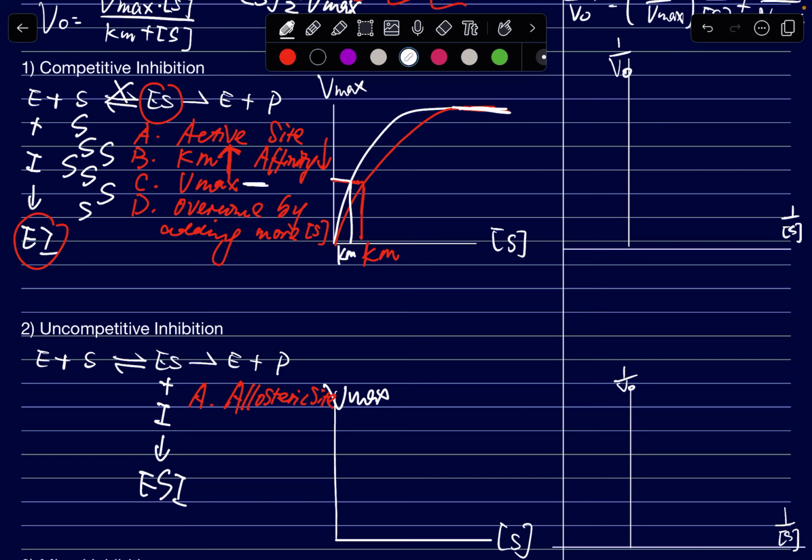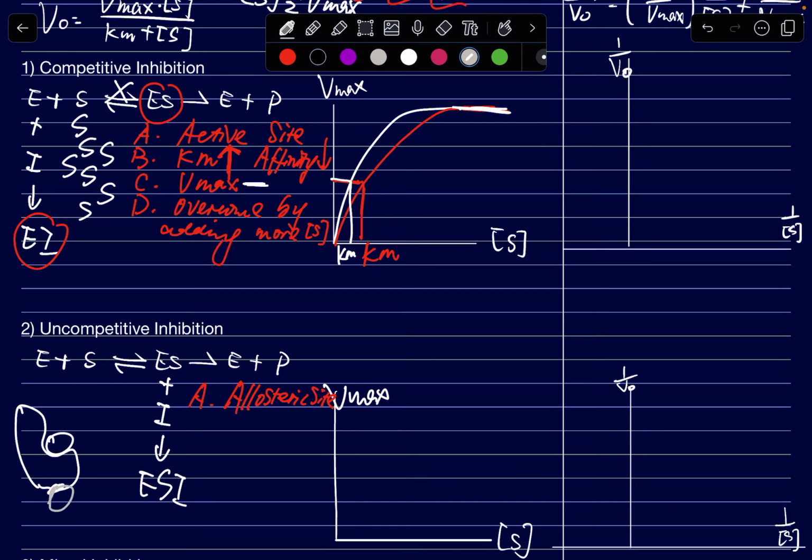Let me draw you a picture to show you visually. Let's say this is my enzyme. I form this ES complex, right? And the allosteric site is the site that is not the active site. Let's say my allosteric site is here, right? So the inhibitor can bind to, let's say, here.